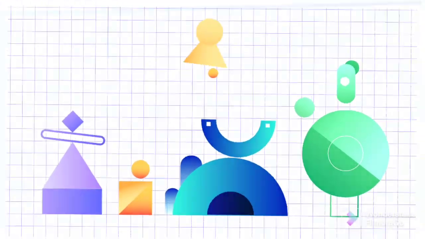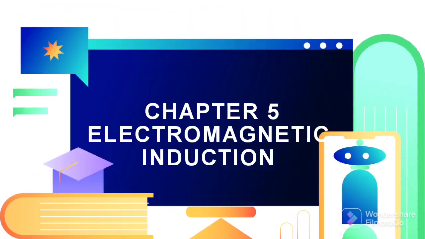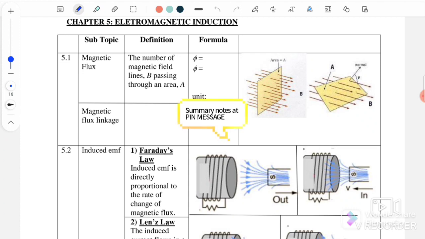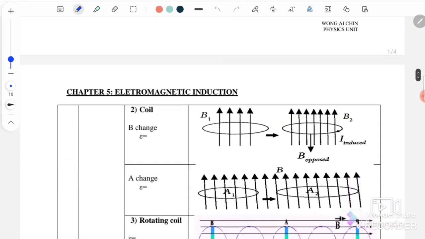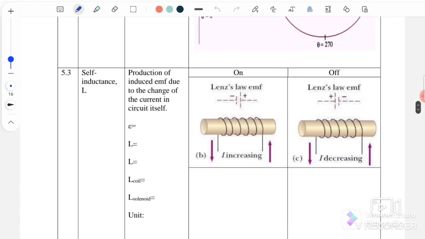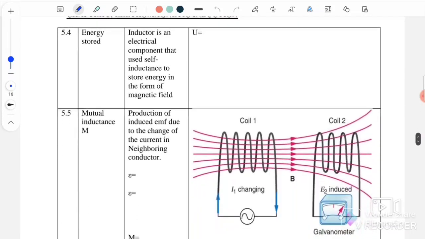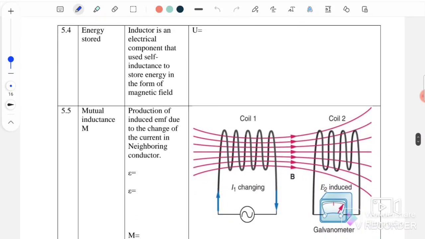Today we are going to start a new chapter, chapter 5, electromagnetic induction. So in this video, we are going to discuss the summary for chapter 5. For chapter 5, there are 5 subtopics. The first one is the magnetic flux, the second one is induced EMF, and 5.3 is self-inductance. 5.4 is the energy stored, and the last one is 5.5, mutual inductance.